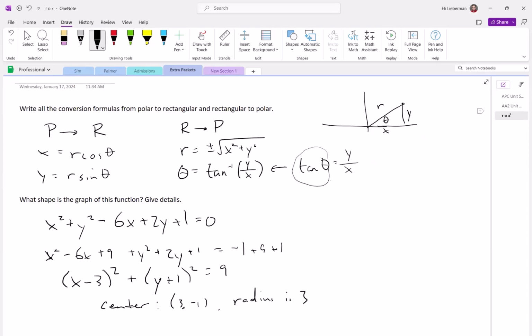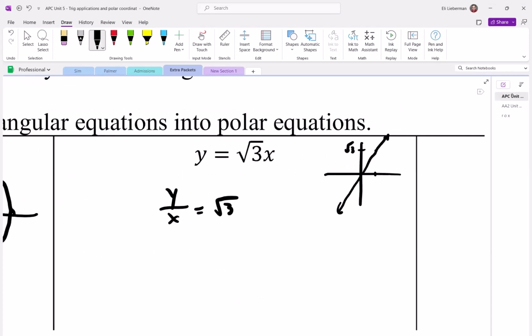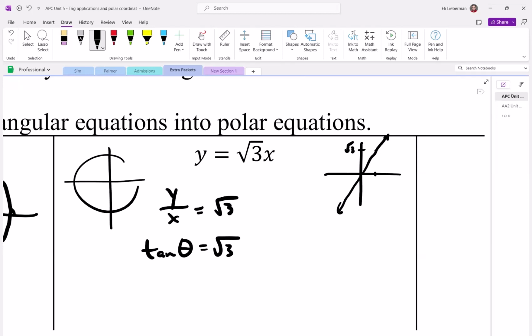And because of that, I could take that and substitute it back where I'm working. So this is just tangent of theta equals root 3. Now this is actually a problem we could solve. We could solve for theta here. You think about our unit circle. For which values of theta is tangent equal to root 3? Take a minute to think about it.